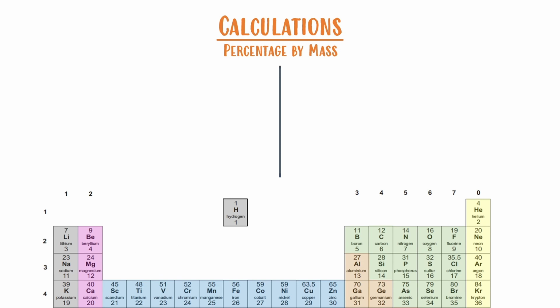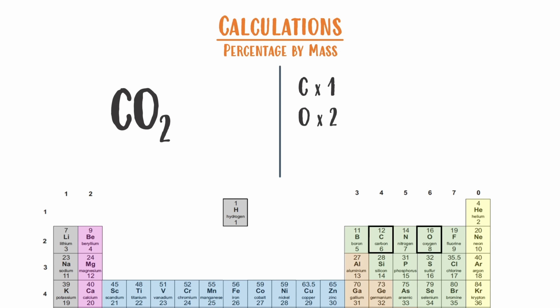Right, let's have a look at an example. And this is a bit of a recap. We'll just have a look at how to work out the MR really quick. Now here's carbon dioxide. We have 1 carbon and 2 oxygens. And then to work out the MR, we just multiply the number of each element by its mass number. In this case, we've got 44.